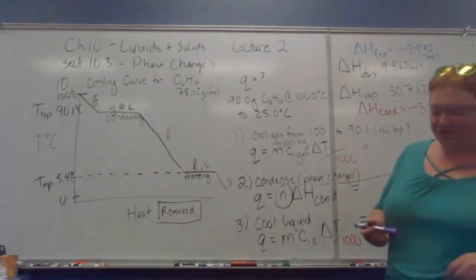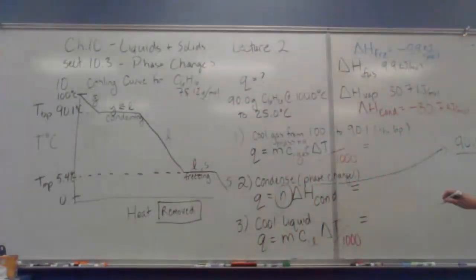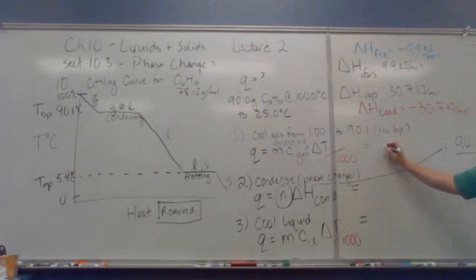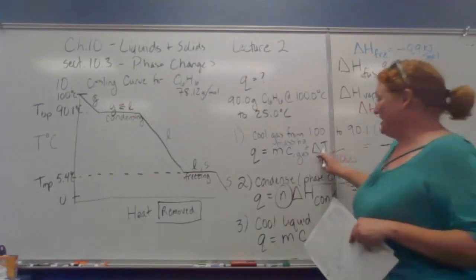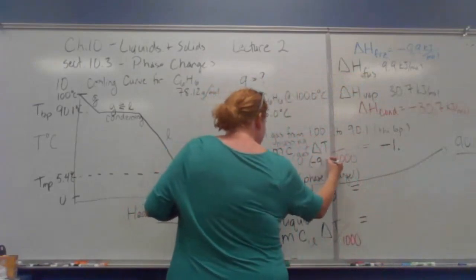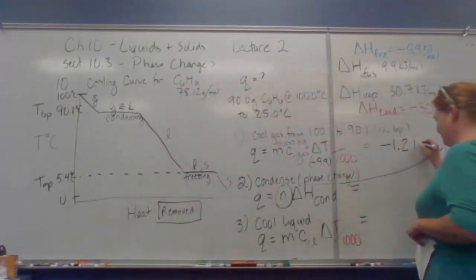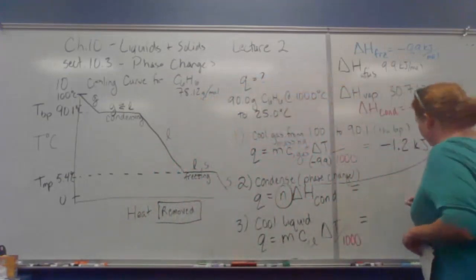No, not yet. I was just about to. So step 1, cooling the gas. I got negative 1.19. But it should round to only 2 sig figs, because your delta T is negative 9.9, so that's 2 sig figs. So this should really be negative 1.2 kilojoules.